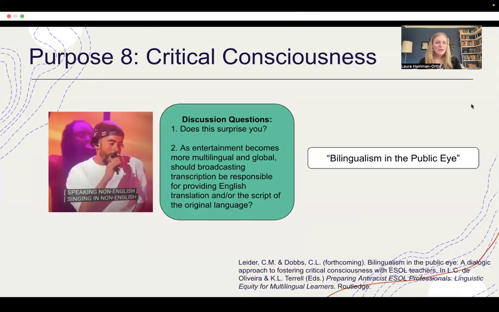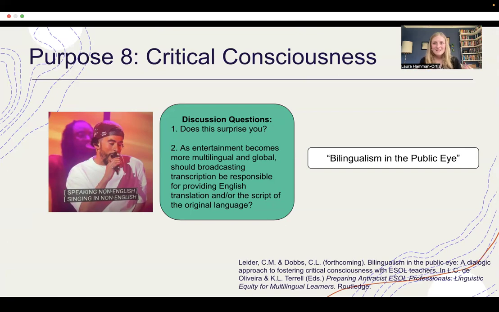And finally, another example of this is another example that we looked at last time we were in class together, doing an activity around bilingualism in the public eye, right? So having students bring in images and examples of language in the world and think critically about what that tells them, right? So we looked at this example during our synchronous class of Bad Bunny performing at the Grammys and the way that the transcription read speaking non-English, singing non-English as a way to think critically about which languages get to be transcribed, right? And how we're holding our broadcasting transcription responsible or not for those types of services.